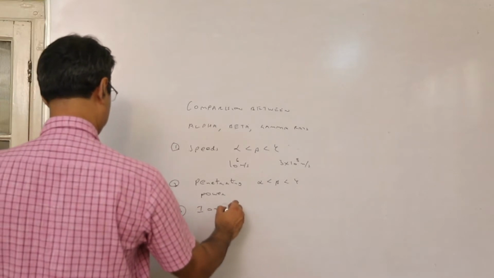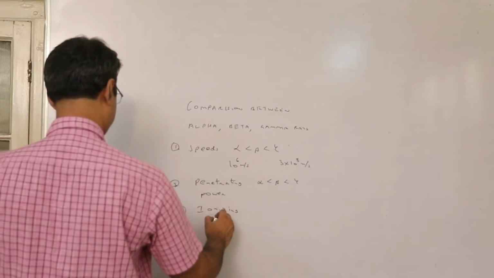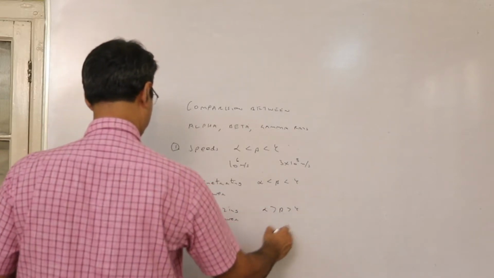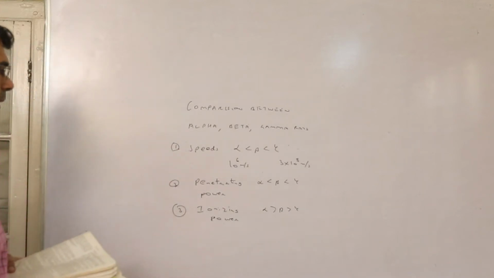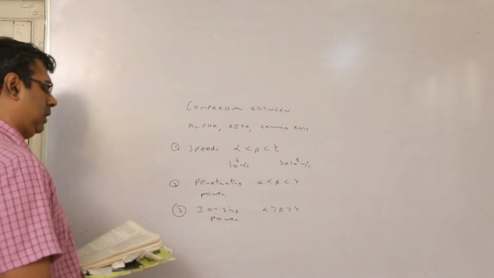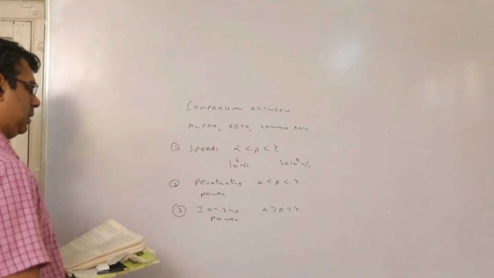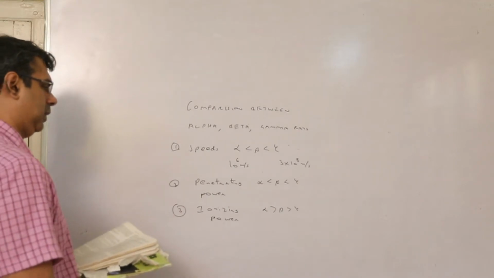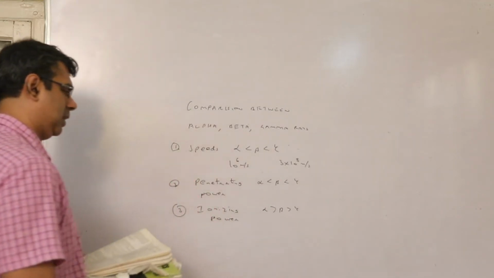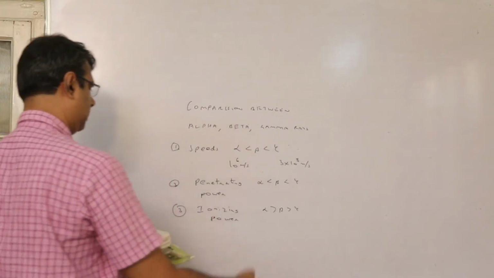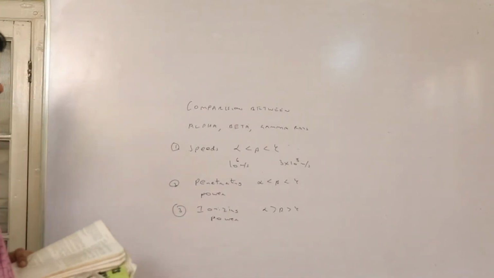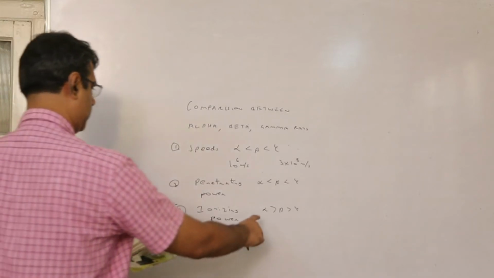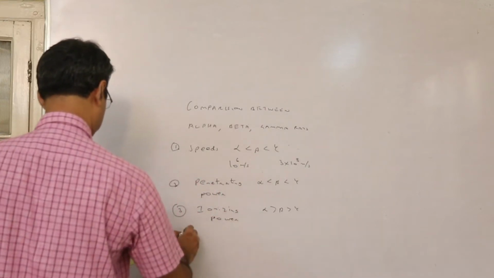Third is ionizing power. Ionizing power is maximum for alpha. Alpha particle is a doubly ionized helium nucleus, so it has high charge. Beta is small in size and the charge is also lesser than alpha. Gamma particles do not have any charge at all, so the capability of alpha, beta, gamma to ionize the medium through which they are passing follows the order alpha greater than beta greater than gamma.